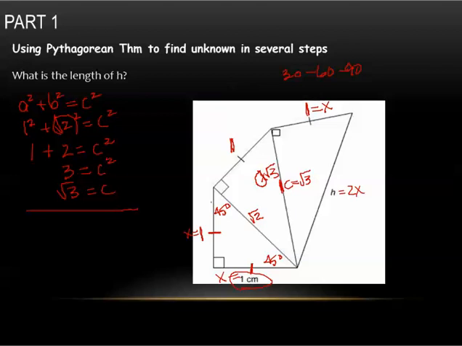So now that I know that this is a 30, 60, 90 triangle, this would be 30 degrees down here, and this would be 60. Okay?